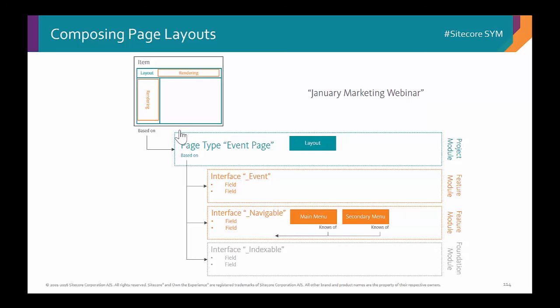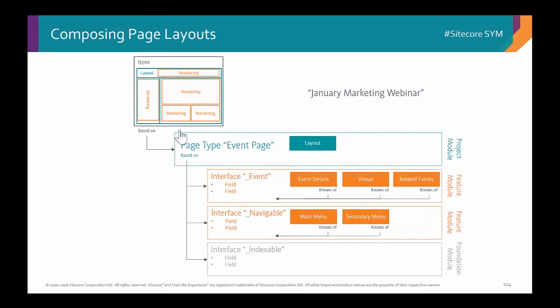And the main menu and the secondary menu only know the interface template called _navigable. They have no idea whether they're shown on an event page or a news page or anything else. They just know they're shown on a navigable page.